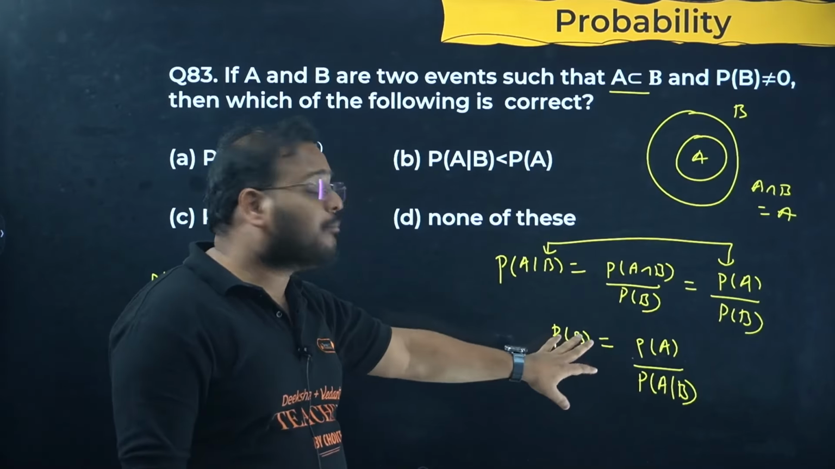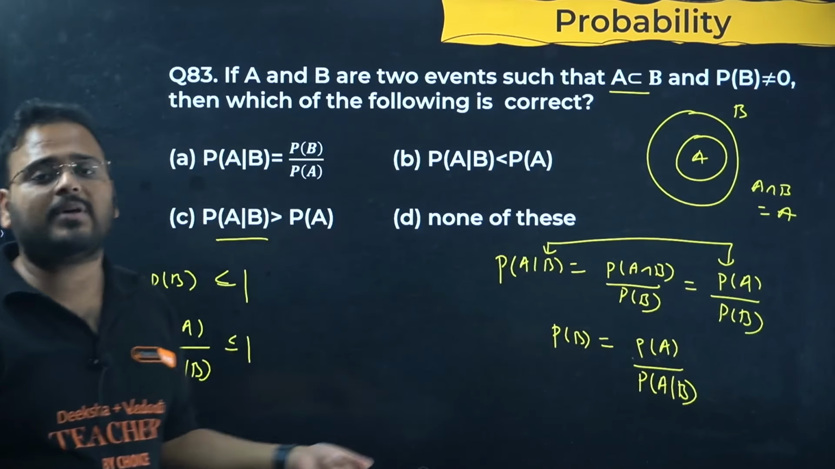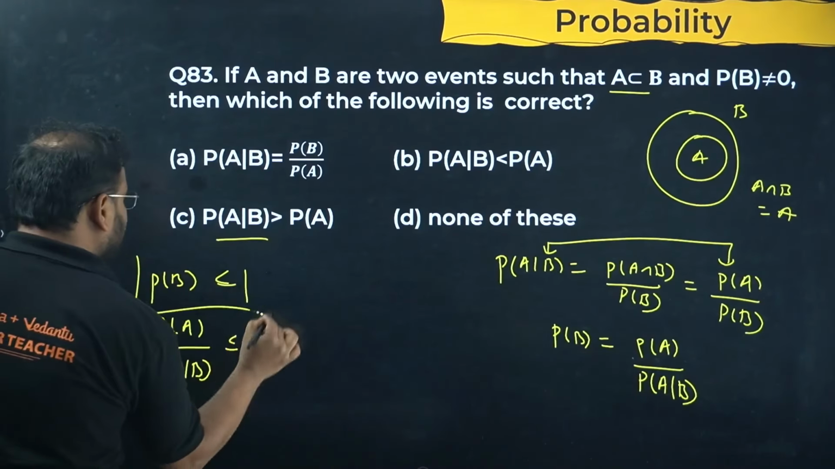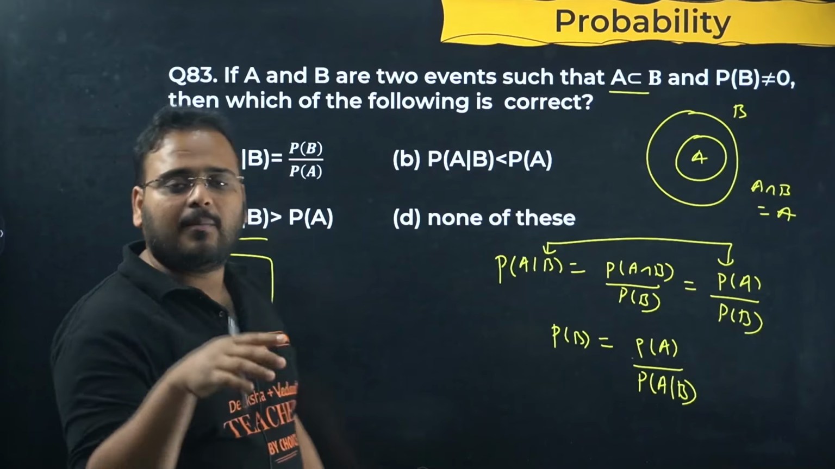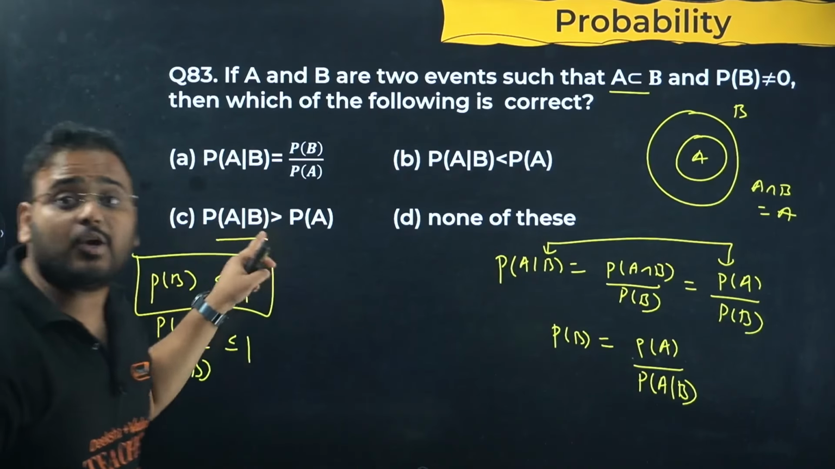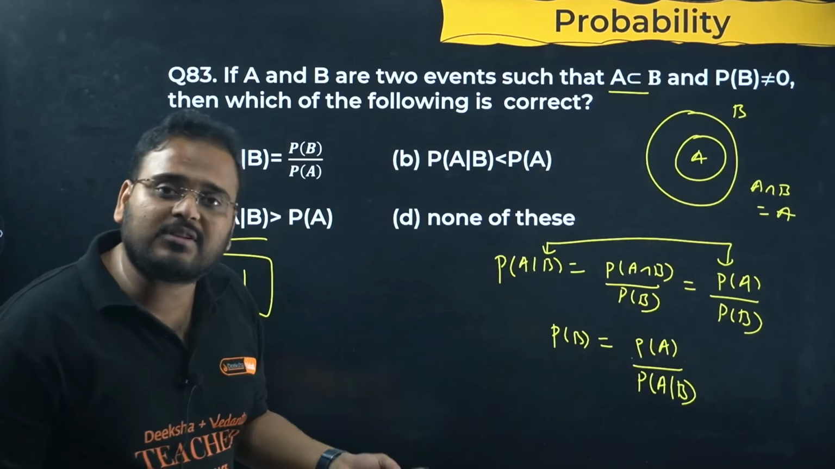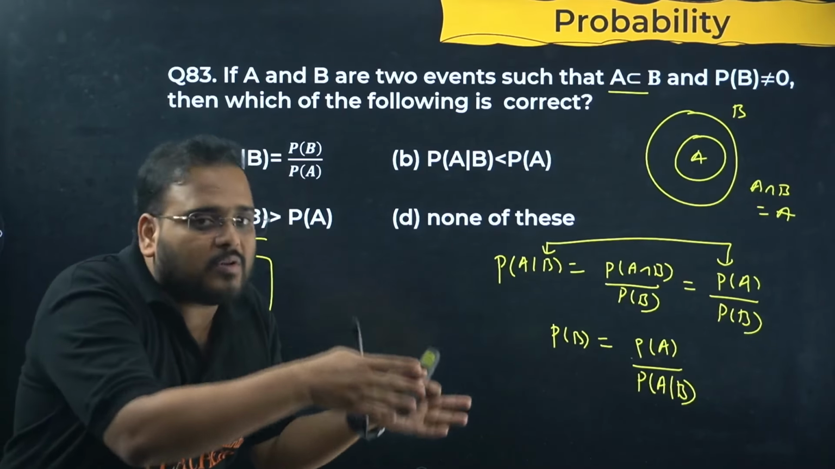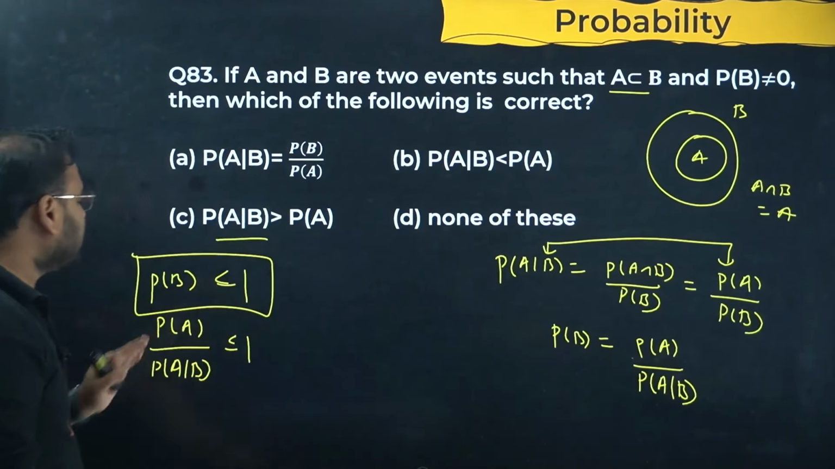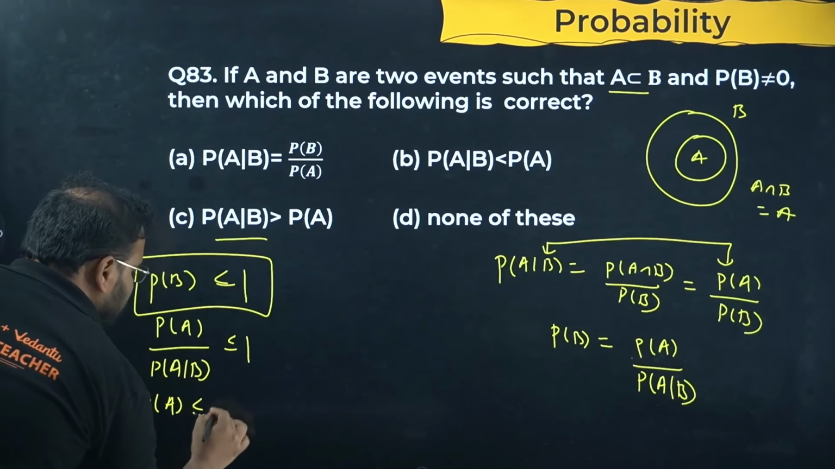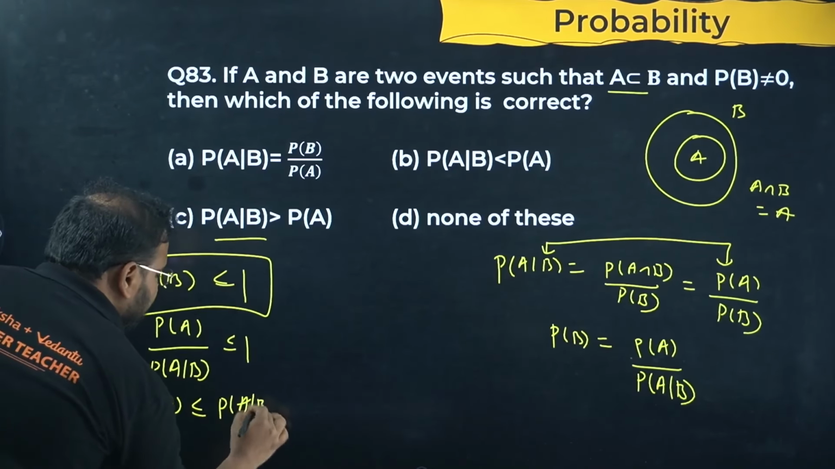So I tried to remove P of B and use the condition for P of B, that any probability will be less than 1. Very simple thing. Any probability is always less than 1. I'm using that statement because I want to create an inequality. When does an inequality come in probability? When it's more than 0 or less than 1. I've used less than 1. Cross multiply. P of A is less than P of A conditional B.